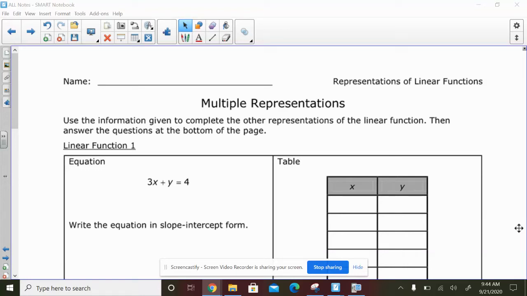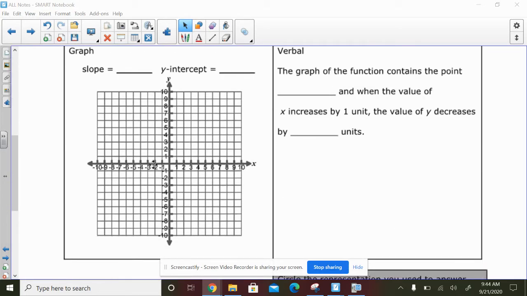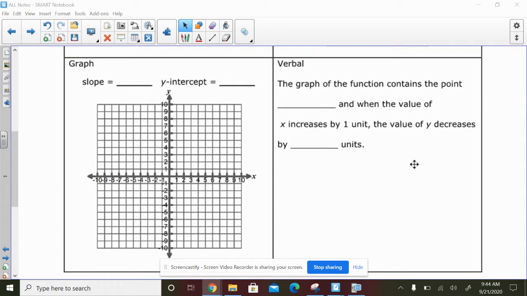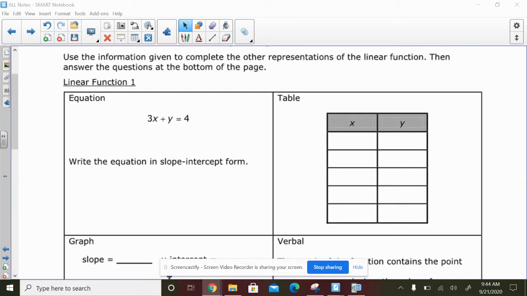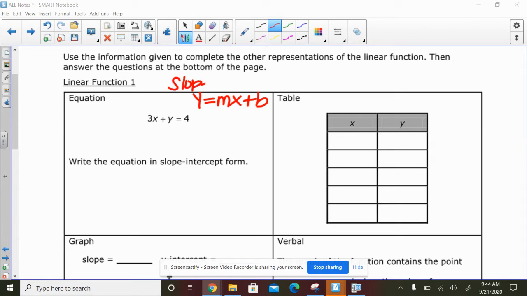All right, so we're going to be talking about multiple representations of a linear function. When I say multiple representations, I'm talking about a linear equation, the table, the graph, and then a verbal description. Okay, so let's take a look at this equation. First off, anytime you have an equation, you always want it to be in y equals mx plus b form. Okay, this is your slope-intercept form.